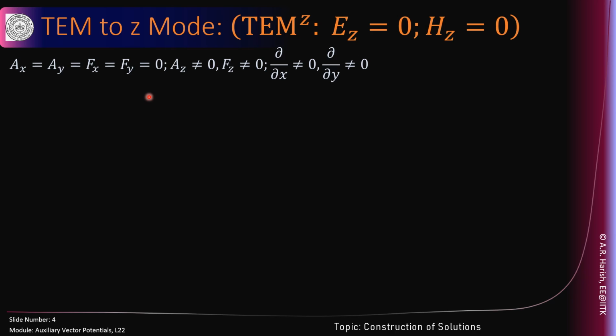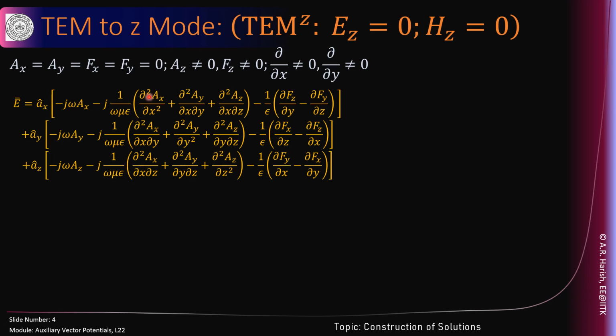So the question is, we want to verify. So where do we start? We start with the equation for E. And we now introduce this assumption, basically Ax, Ay, Fx, Fy all zeros.